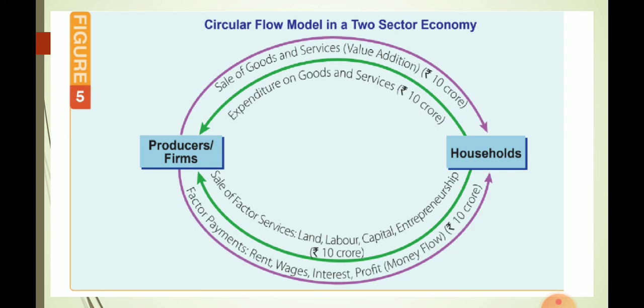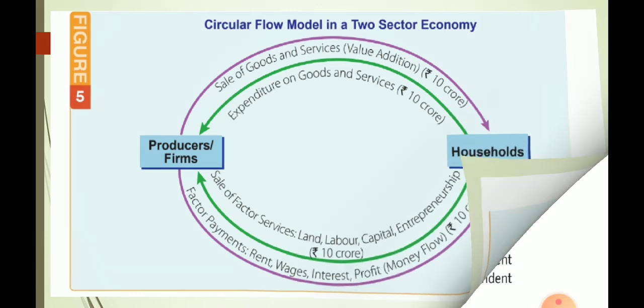Now, again, the producer sector is going to sell goods and services worth 100 crore, and in this way this circular flow is an endless process that continues. Why? Because our wants are unlimited, and that's why they are recurring in nature. That's why it is endless, and the production process is endless, and this circular flow is also endless.